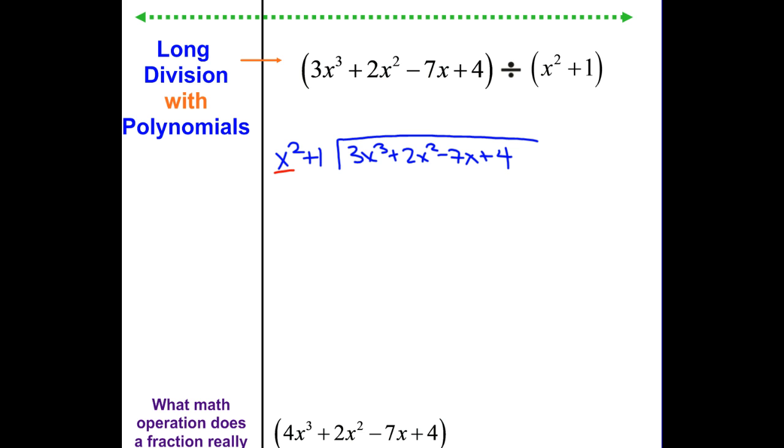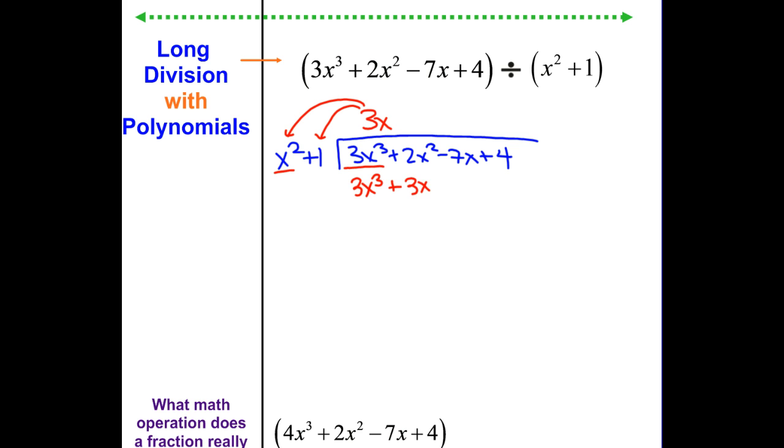All I have to do is look at that first part, the x squared. What do I need to multiply x squared by to get that first piece? What do I multiply x squared by to get to 3x cubed? Well, all I need to multiply it by is 3x. So on the top, I'm going to put my 3x. Then I'm going to take that 3x and multiply it by each piece. So 3x times x squared is 3x cubed, and 3x times 1 is positive 3x.